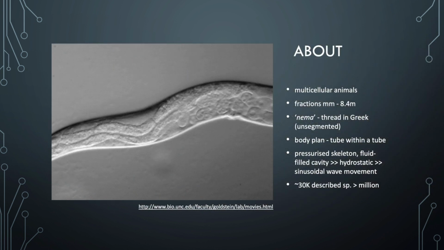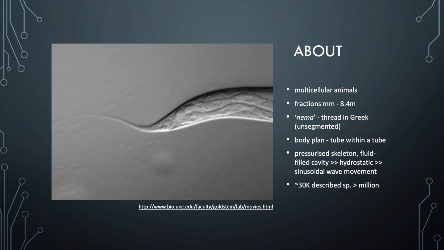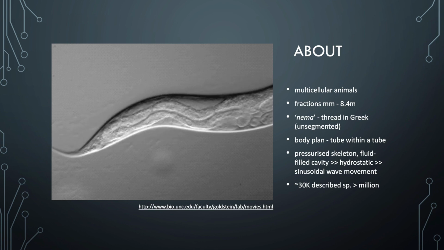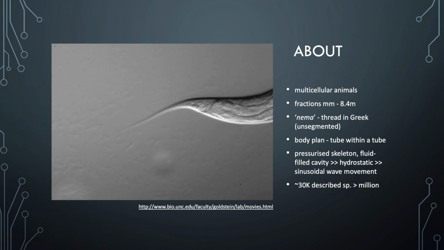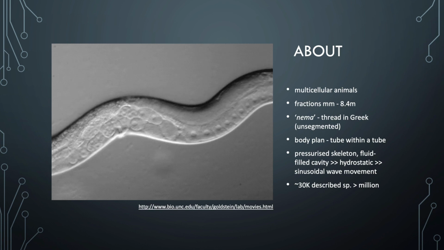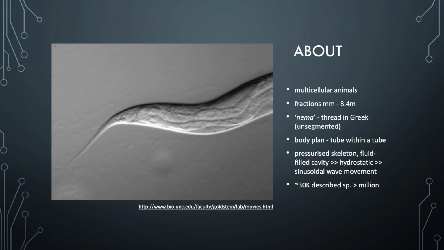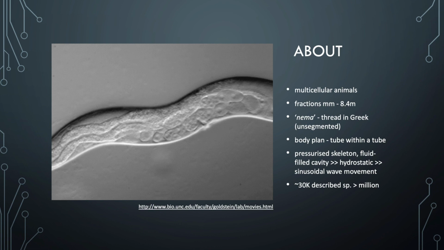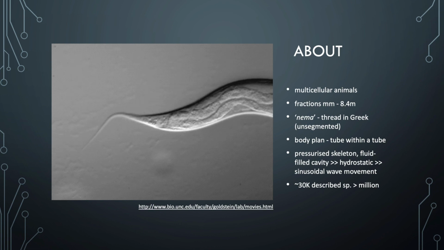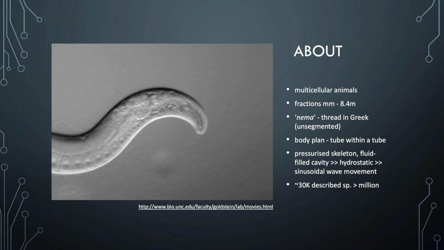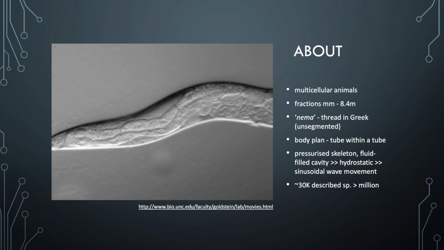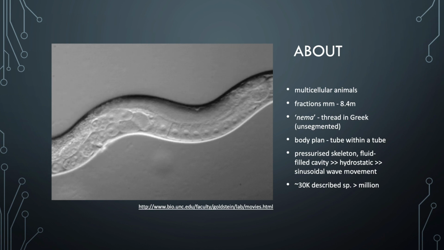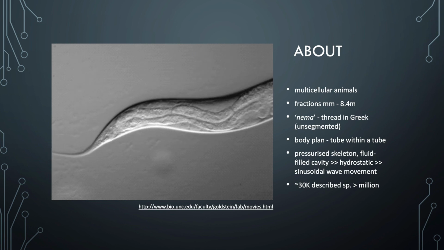So unlike all the other organisms we have thus far learnt about, nematodes are actually multicellular animals. They range in size from fractions of a millimeter, and this is why we need a microscope to view them, up to 8.4 meters, and this is a nematode that's been found in the reproductive system of sperm whales. Nema means thread in Greek. They are also called roundworms, and they are unsegmented unlike other worms.